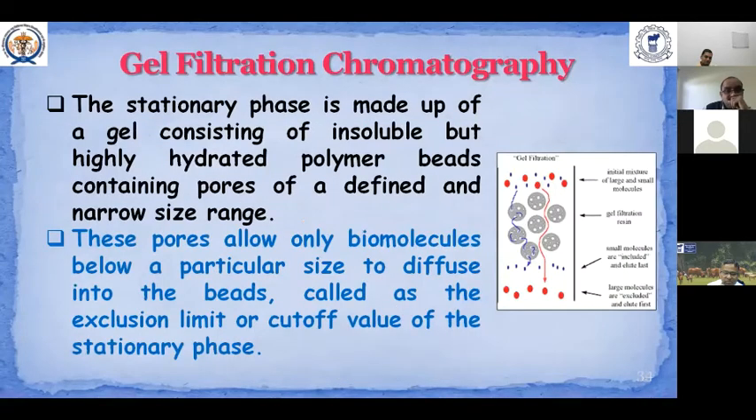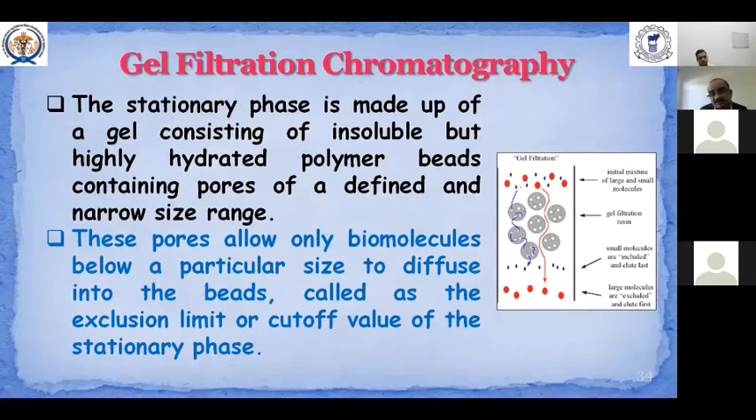So the stationary phase in gel filtration chromatography is actually made up of a gel consisting of insoluble, highly hydrated polymer beads containing pores of defined and narrow size. These pores allow biomolecules below a particular size to diffuse into the beads, called the exclusion limit or cutoff value of the stationary phase.